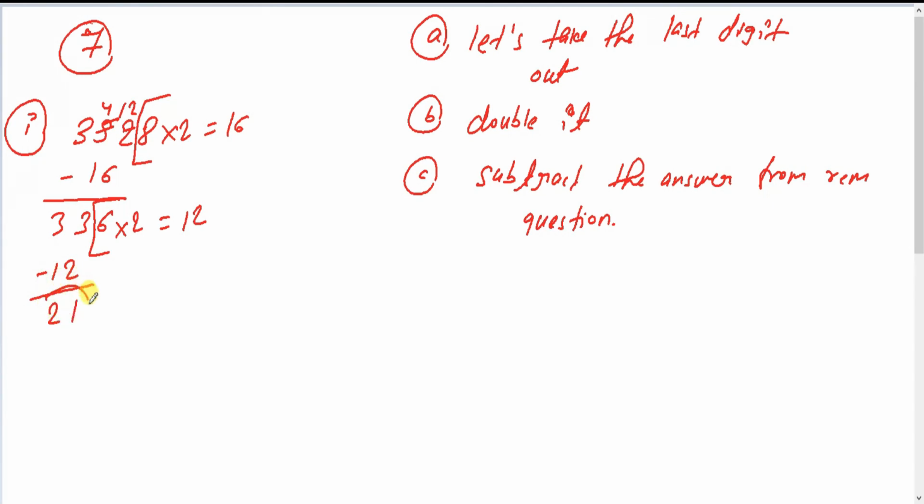Now is this 21 divisible by 7? I think this number is surely divisible by 7, because 7 times 3 is 21. So if the last answer is divisible by 7, then we confirm that the whole number, 3528, is also divisible by 7.